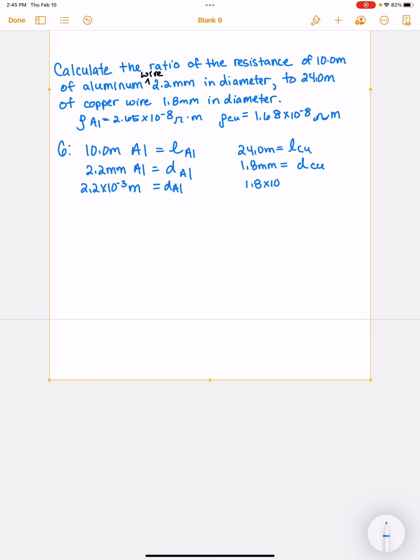So we'll go ahead and put those in the correct notation, because remember, in physics we always want to use kilograms, meters, and seconds. So just a good reminder.